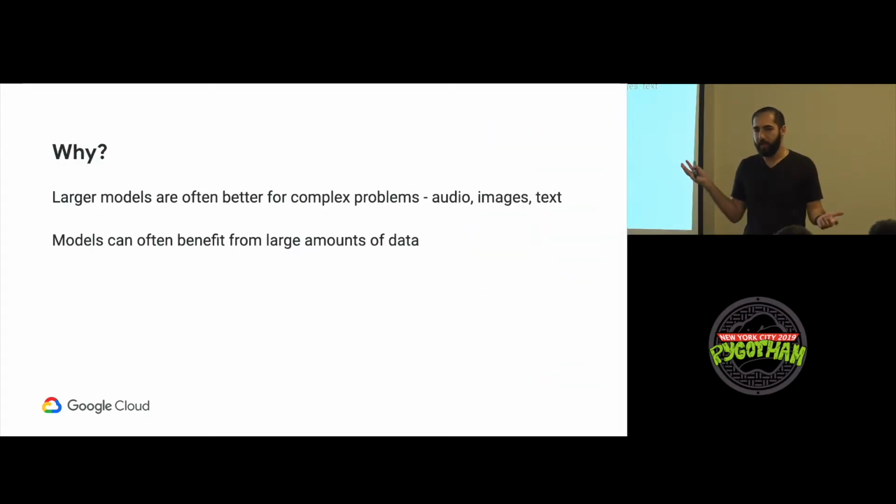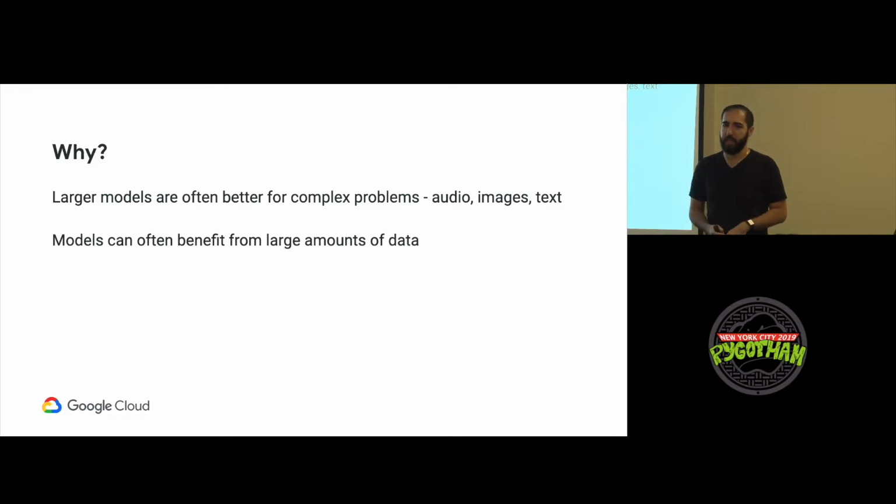But why do we really care? Why are we interested in these large models or using lots of training data? The reality is that larger models are often better for what we call complex problems that typically deal with unstructured data, or at least these are the more commonly seen use cases. Those include audio, images, and text as 3 of the big ones. There are many others, but you tend to see these the most frequently.